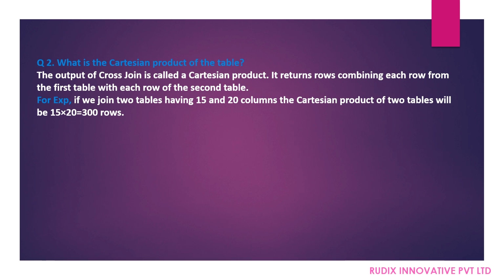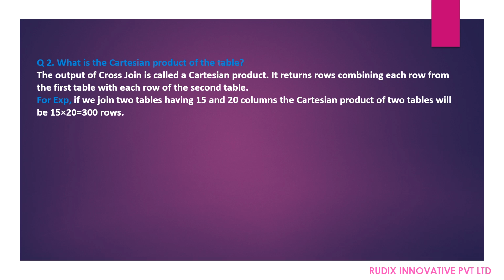The result is a table with the number of rows equal to the product of the number of rows in the two original tables. So, in a simple way, the output of a cross join is called a Cartesian product. It returns the rows combining each row from the first table with each row of the second table. It is known as a Cartesian product of the table.